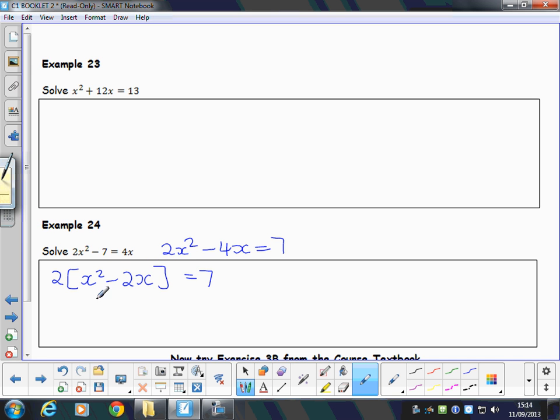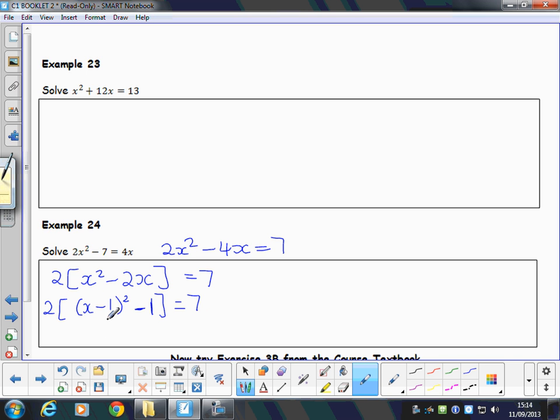So now I can complete the square for whatever's inside the bracket. So if I do that, if I half minus 2, I get minus 1 all squared. And then I take away minus 1 squared. So I take 1 away, equal to 7.